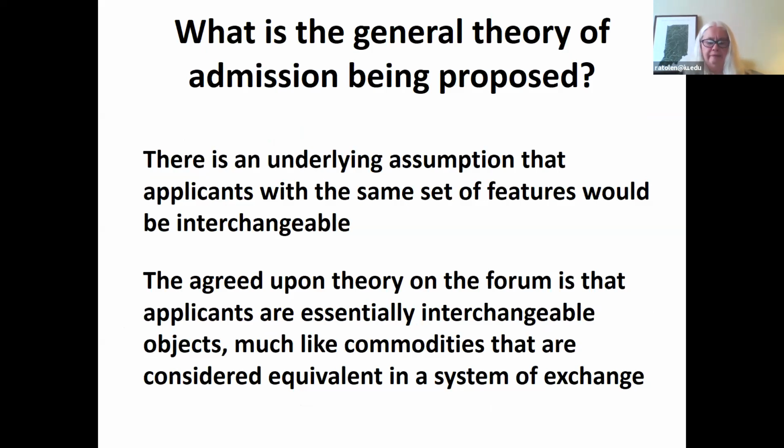So what can we make of this? What is the theory of admission that underlies these discussions? The thread, "what are my chances," rests on a theory that someone could predict the chances of admission just based on the bare attributes of applicants. Underlying these discussions is an assumption that all applicants with the same set of attributes would be interchangeable to medical schools. The agreed upon theory on the forum is that applicants are essentially interchangeable objects, much like commodities that are considered equivalent in a system of exchange.